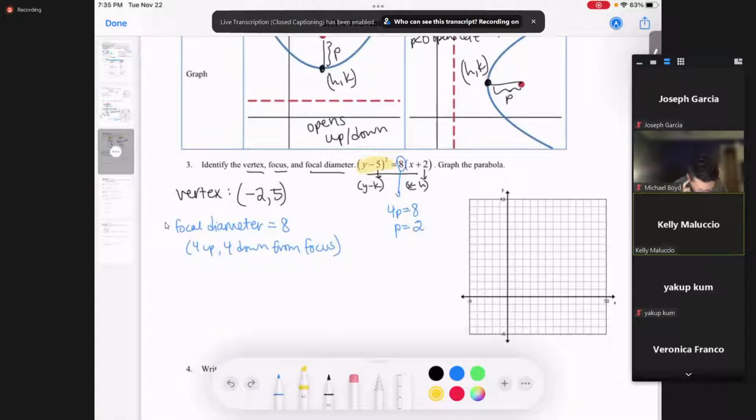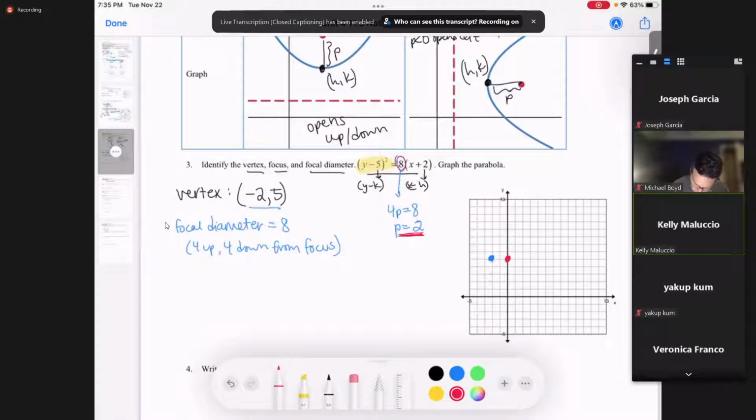So now I just want to plot some of these points. Let's start by plotting the vertex. So -2, 1, 2, 3, 4, 5. So here's my vertex, right? And then I can plot other points as I want, but what I'll plot first is going to be my focus point, which is 2 away from my vertex. And I know it's opening right because P is positive. So it's going to be here. This is my focus point.